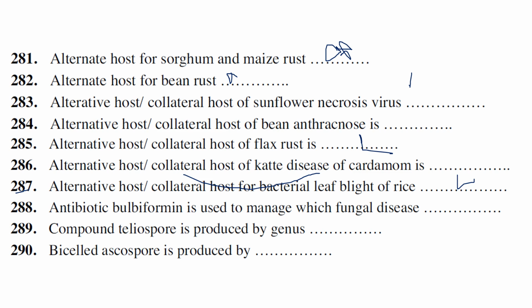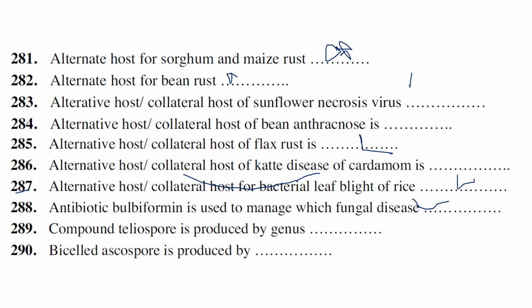The antibiotic bulbiformin is used to manage which disease? Bulbiformin is generally for red gram wilt. Probably yes, red gram wilt. This bulbiformin antibiotic can be especially used to manage red gram wilt.